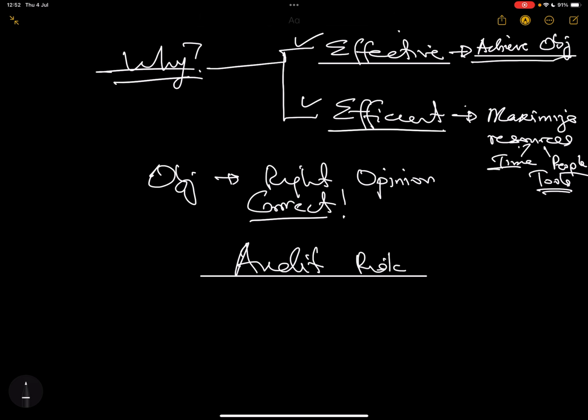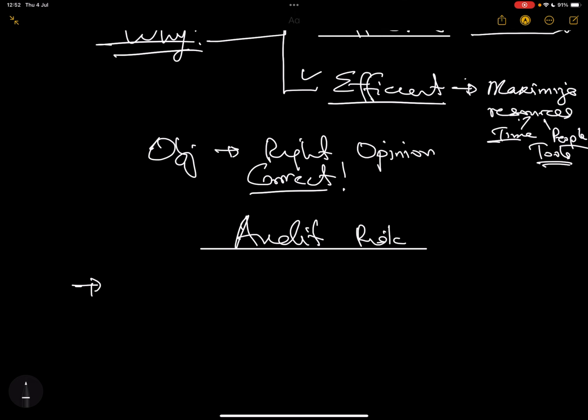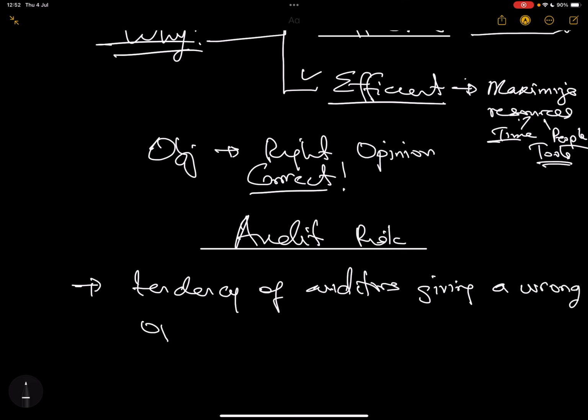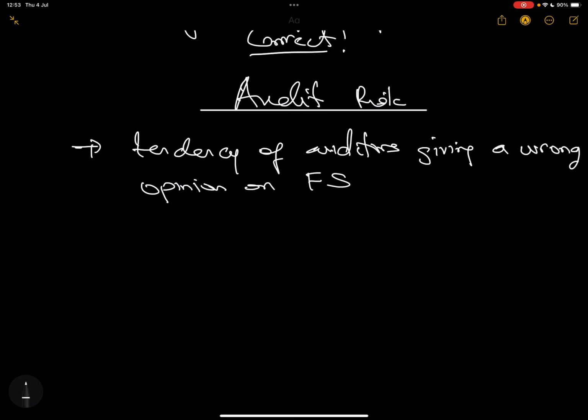So our major response to audit risk starts from planning. And what is audit risk? Audit risk is just basically the tendency of auditors giving a wrong opinion on financial statements. So what we're saying here is, generally speaking, a good opinion which every client wants is the auditor saying that this financial statement represents a true and fair view of this company, and everything is stated correctly in all material senses.